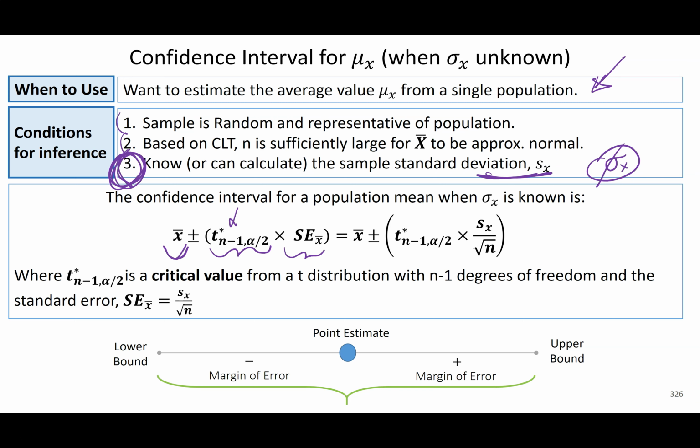And then times our standard error. Our standard error here is just going to be the standard deviation from the sample over root n. It's going to be extremely similar to before, except now I have a t star and now I have an S instead of a sigma. So similar structure, it's going to be a point estimate plus or minus. Everything after the plus or minus is your margin of error.